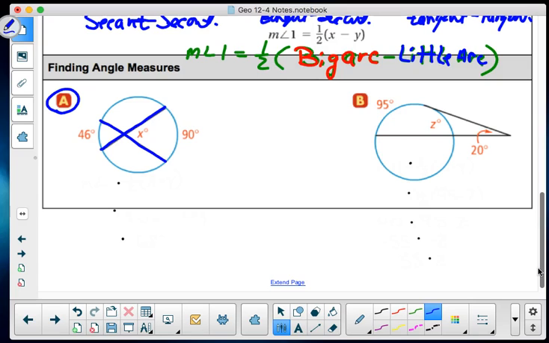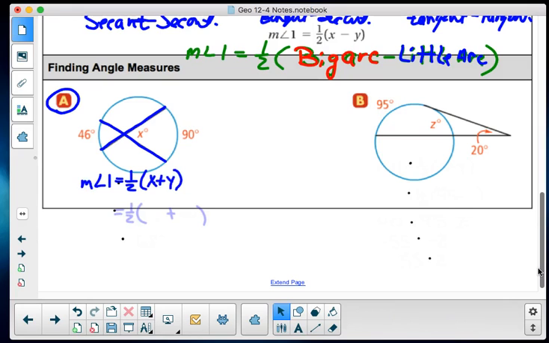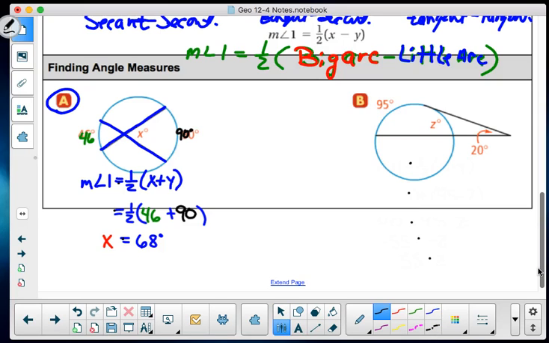Okay, I've got a 46 and 90. I will add those two arcs together because it's x plus y. I will add the 46 and the 90 to each other, and I'll have 1/2 of 136, which is 68 degrees. So I took 136, divided it by 2, and came up with 68. All right, so remember, x is 68 degrees.